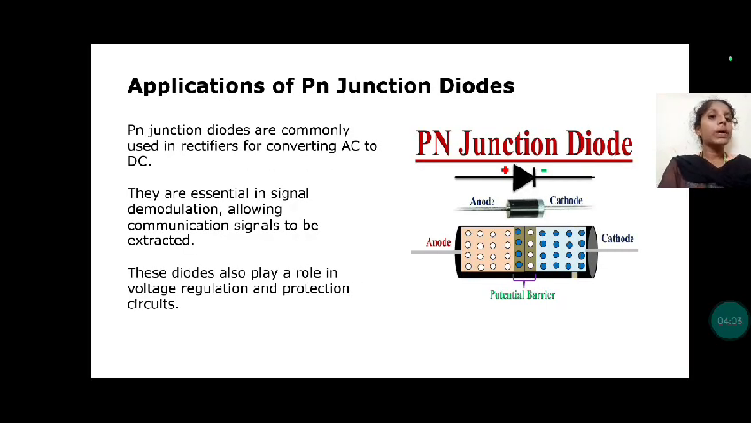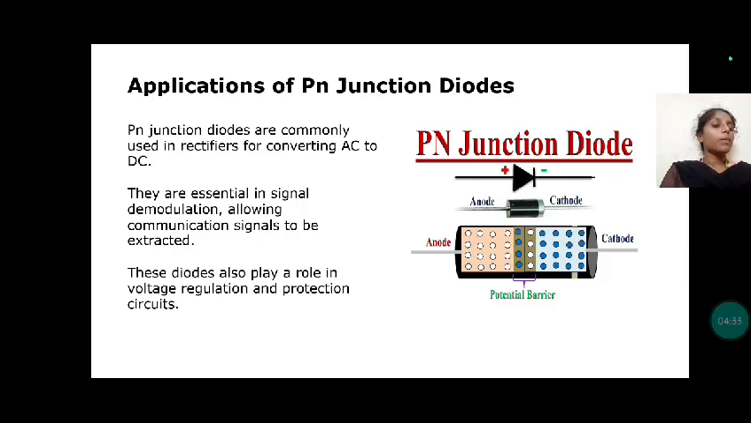Applications of PN junction diode. PN junction diodes are commonly used in rectifiers for converting AC to DC. They are essential in signal demodulation, allowing communication signals to be extracted. These diodes also play a role in voltage regulation and protection circuits. And this is the diode.